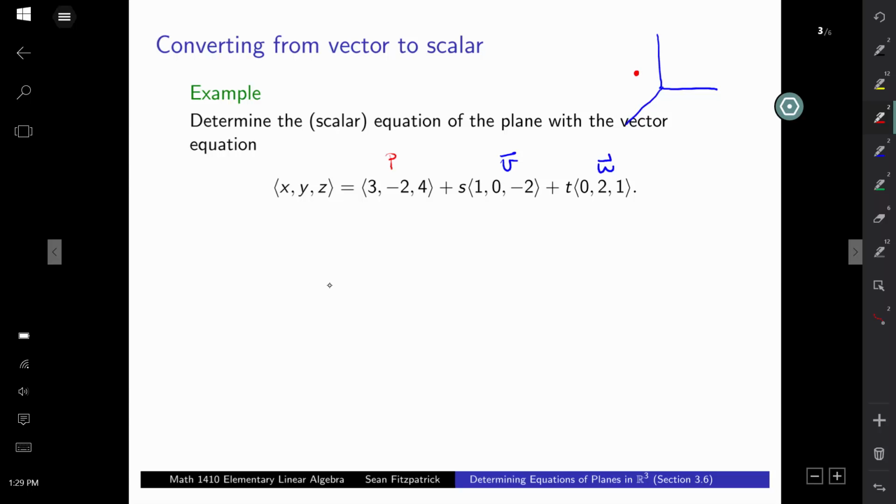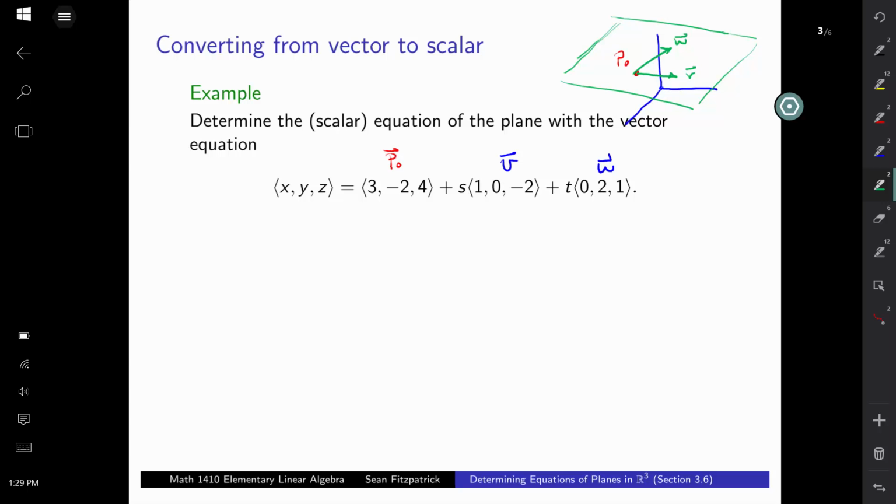This is the vector for p naught here. So here's our point p naught. And then at that point, we've got our vectors, say, v and w through that point. And then the plane is everywhere that you can reach by traveling in some combination of the direction of v, going some distance in the direction of v, and then some distance in the direction of w from the point p naught gets you to anywhere else on the plane. So that's what this equation is describing.